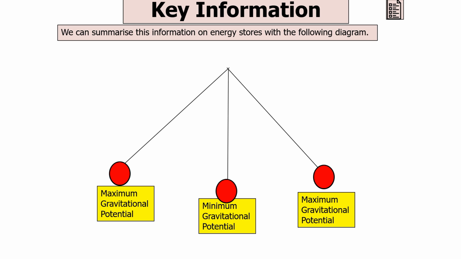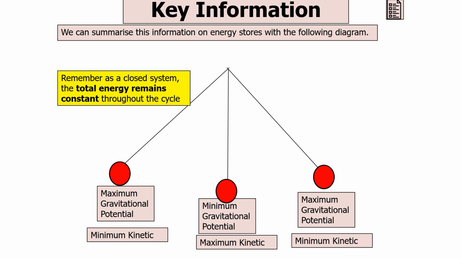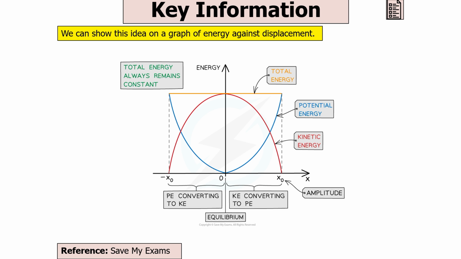You can see where you've got the maximum gravitational potential energy store at the maximum displacements and the minimum gravitational potential energy store at equilibrium. This is then opposed by the kinetic energy store, which is the minimum at the maximum displacement and maximum at equilibrium. Now remember, as it's a closed system, the total energy remains constant throughout the cycle. Now we can show this idea on a graph of energy against displacement. This is a graph for half a cycle of oscillation.